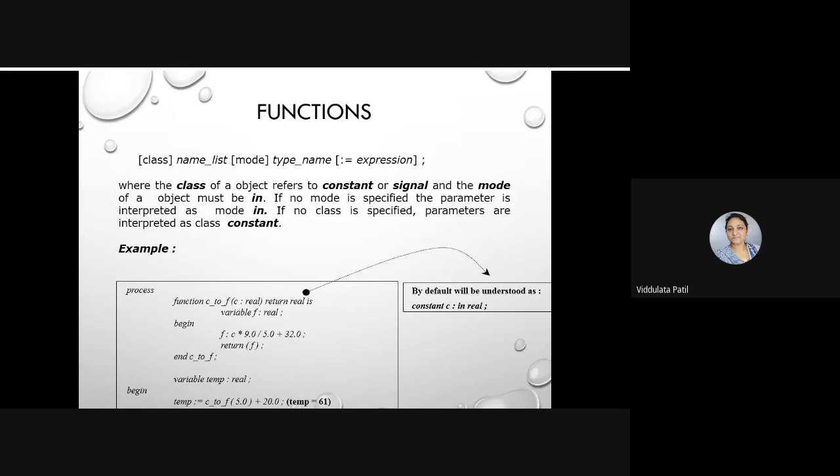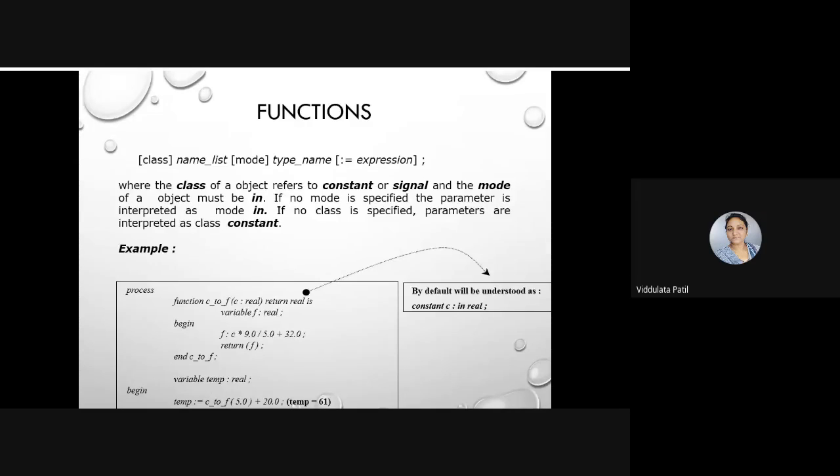And then end process. म्हणजे इथे आपण काय करतोय, टेम्प साठी आपण c2f हे फंक्शन कॉल करतोय. जे फंक्शन काय करतंय, f ची व्हॅल्यू कॅल्क्युलेट करतंय. That is c into 9.0 divided by 5.0 plus 32.